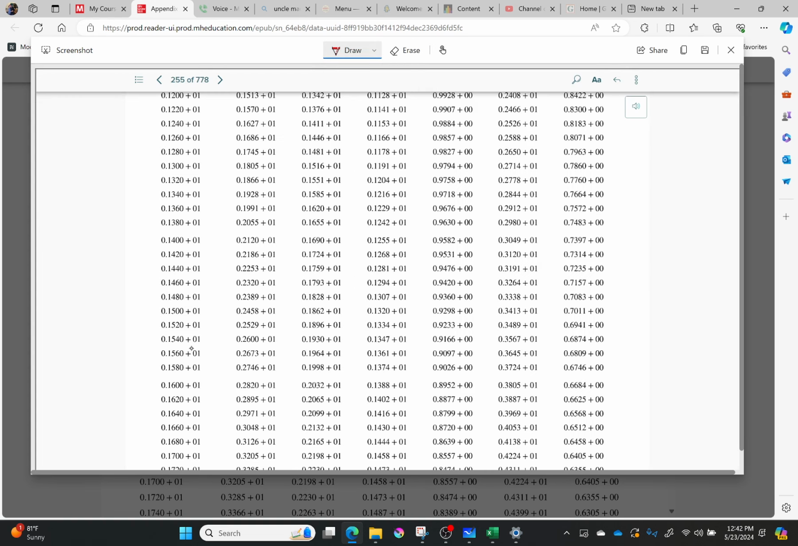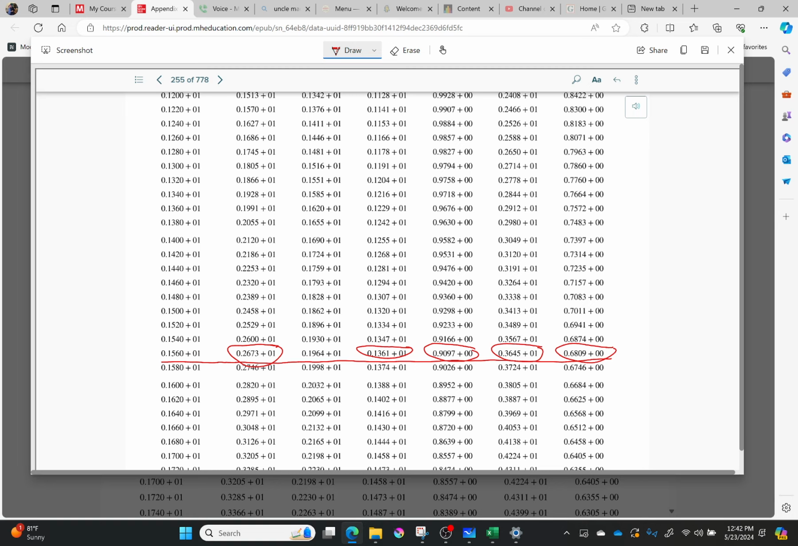Right here. Beautiful. Okay, so I get 2.673, that's P2 over P1. I have 1.361, that's T2 over T1. I have 0.9097, that's P naught 2 over P naught 1. And I have 3.645, that is P naught 2 over P1. And I have my Mach number 0.6809. So I have all these values here, which are going to be very, very helpful for me in solving this problem.